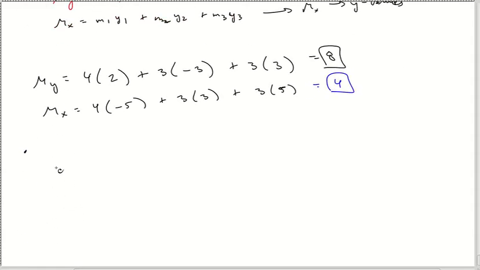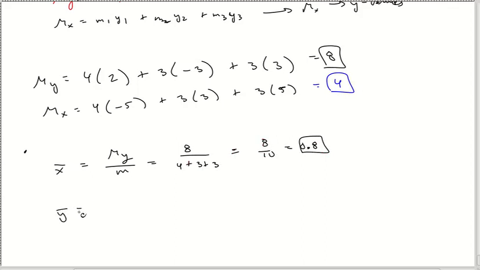I can use those now. So my x bar is going to be My divided by little m. Again, that's going to be the summation of my m's. Well, I already got this one. It's going to be an 8. But if I add up all the total m's, I got a 4, a 3, and a 3. So that's a 10. 8 over 10 makes 0.8.